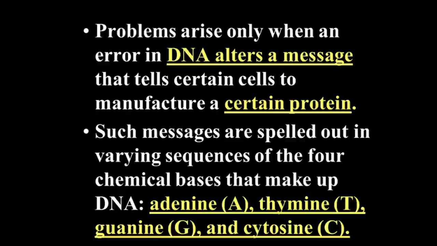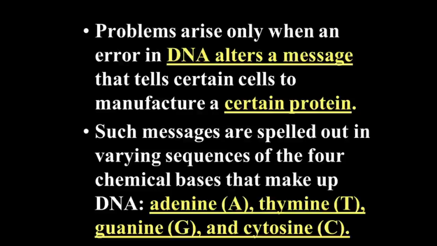Problem arises only when the DNA enters a message that tells a certain cell to manufacture a certain protein. It means the coding areas from DNA to RNA, and RNA to proteins, are synthesized. Then if there is a change in that coding area or that particular segment of DNA, it will result in the altered mRNA, and altered mRNA will construct a particular type of protein, that may be a problem.